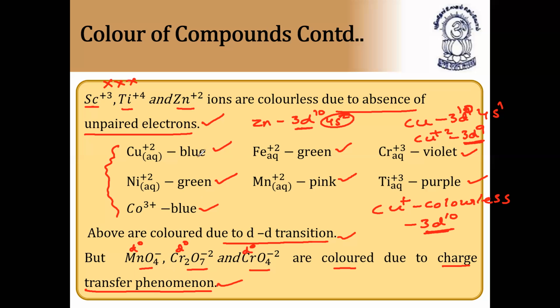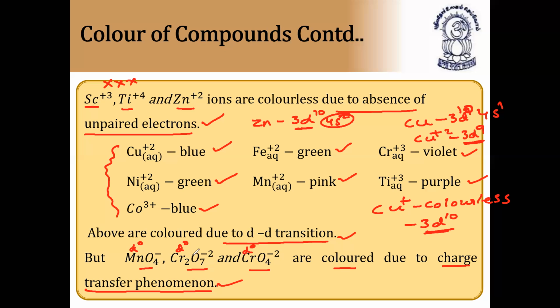I don't think you have to remember these colors, but you should remember whether they are colored or not. That we can say easily by the number of unpaired electrons. If a metal ion has unpaired electrons, it exhibits color. If a metal ion does not have unpaired electrons, it will not exhibit color. And the metal ions which do not have unpaired electrons yet still exhibit color are only the permanganate ion, chromate ion, and dichromate ion. So Cr2O7 2 minus dichromate ion, permanganate ion, and chromate ion, CrO4 2 minus.